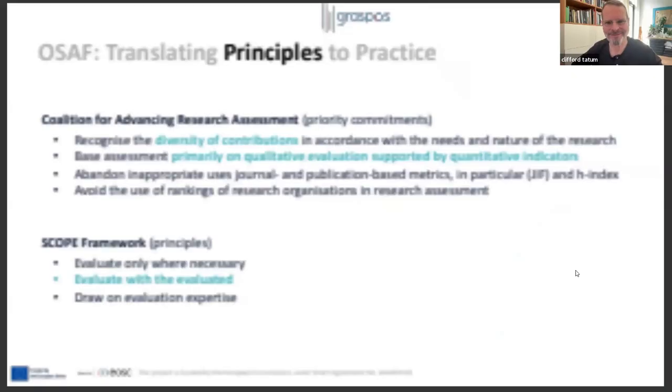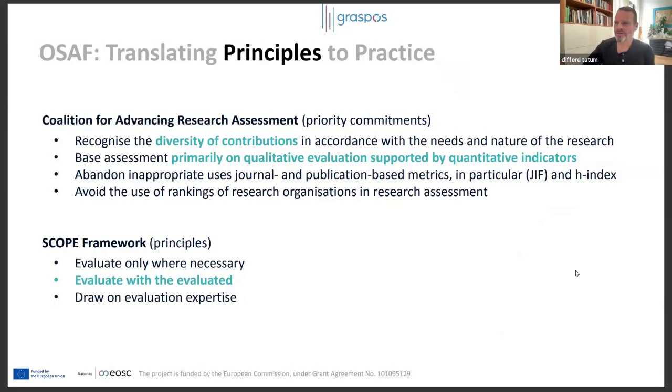And the next. So we'll now start with our framework. Our framework is guided by a number of principles, primarily through the COARA, Coalition for Advancing Research Assessment in Europe. But the OSAF itself, the framework itself, we believe is situated to facilitate some key commitments of the COARA agreement.